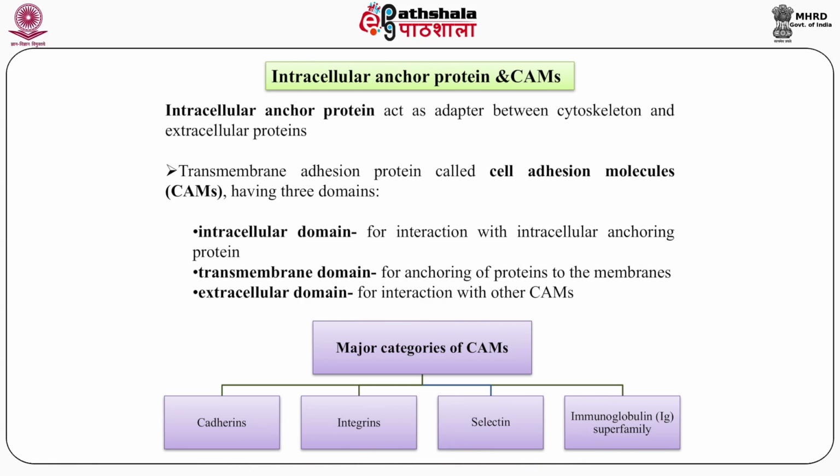These cell adhesion proteins have 3 domains. Number 1, intracellular domain, which is required for interaction with intracellular anchoring protein. Number 2, transmembrane domain, which is required for anchoring the proteins to the membrane. And number 3, extracellular domain for interaction with other CAMs or cell adhesion molecules.